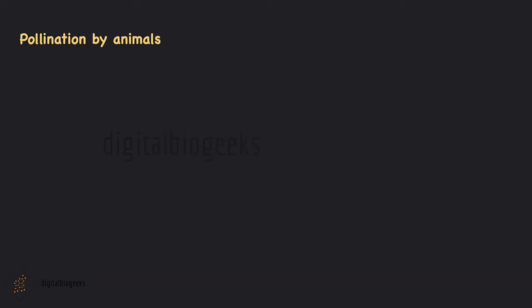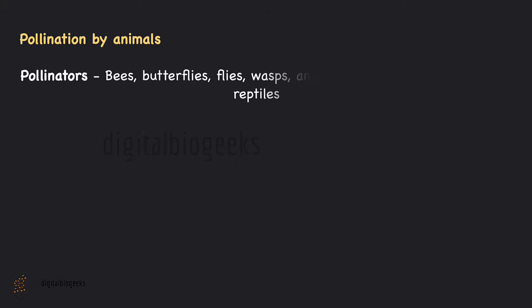Pollination by animals. A lot of animals act as pollinators, like bees, butterflies, flies, wasps, ants, birds, and larger animals like lemurs, rodents, and some reptiles. Flowers of animal-pollinated plants are specifically adapted to a particular kind of animal. Let's see what the features are.